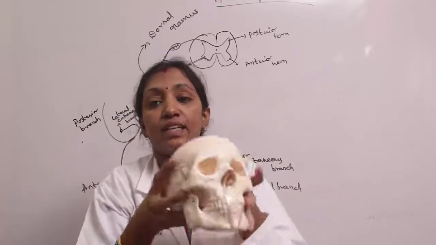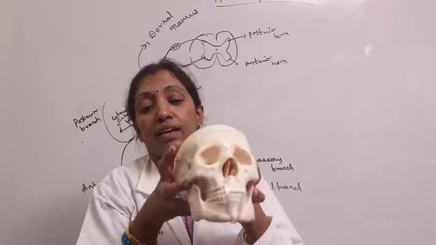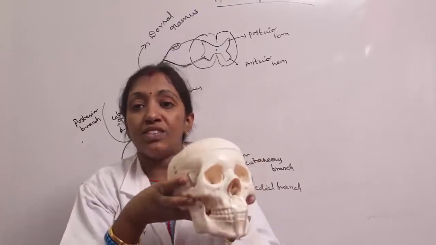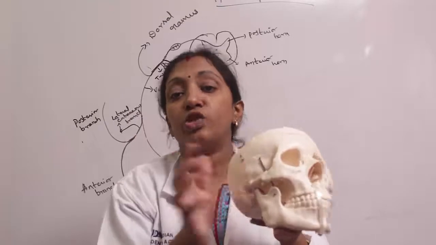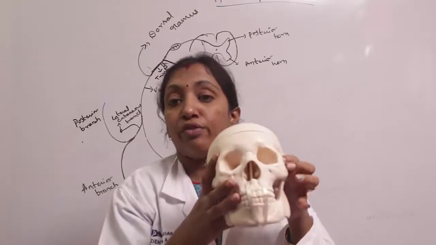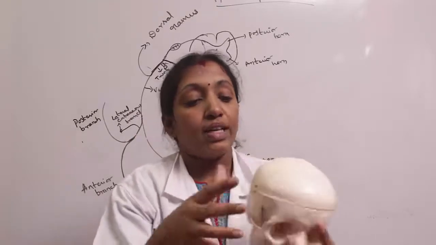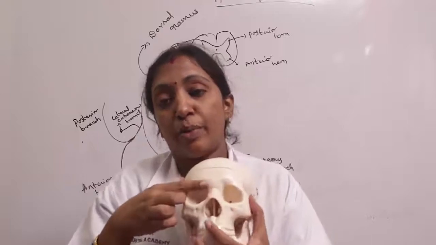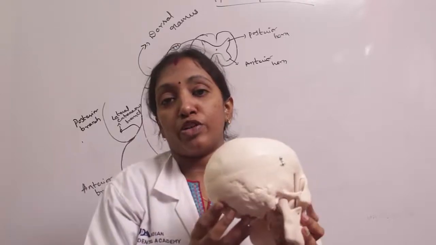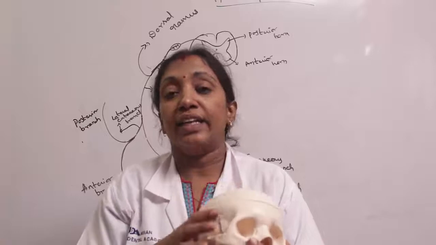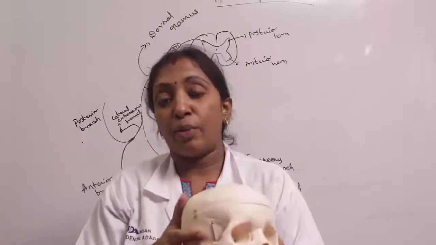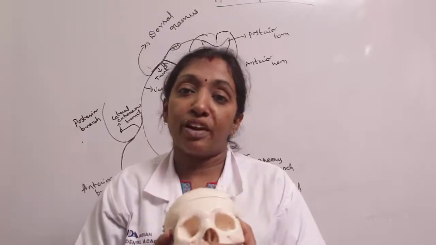On either side, it extends up to the zygomatic arch and enters into the temporal region, superficial to the temporal fascia. So the scalp extends from the supraorbital margin to the external occipital protuberance behind. On either side it extends to the zygomatic arch, superficial to the temporal fascia.